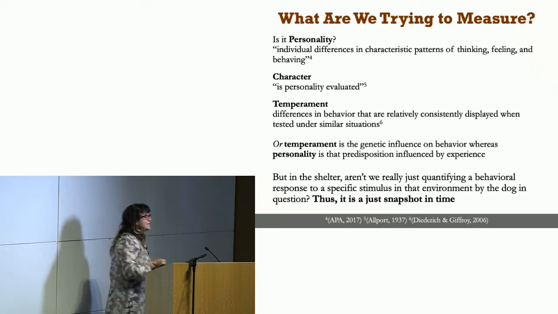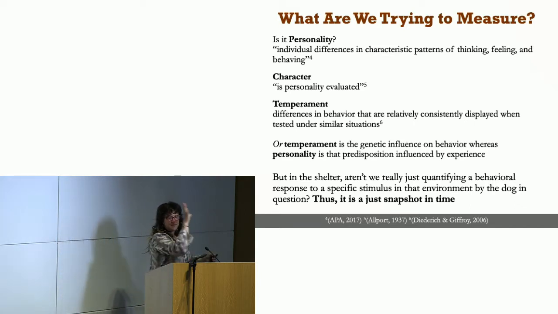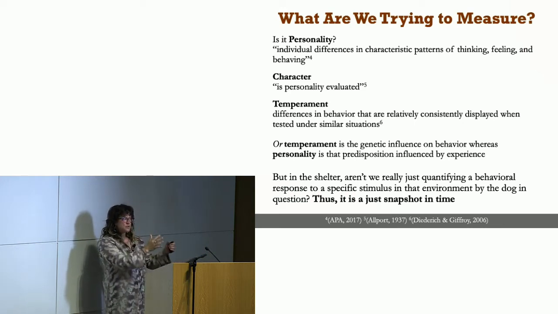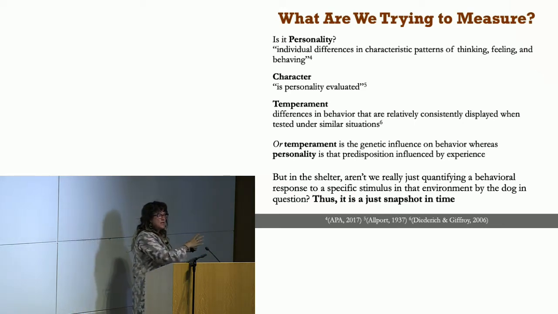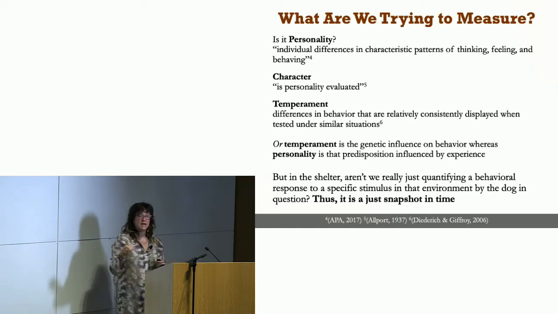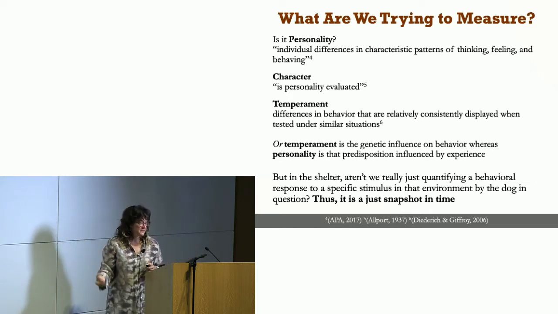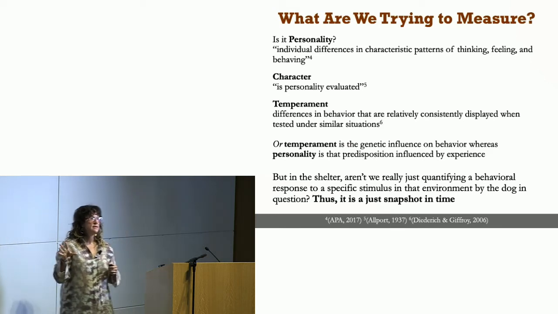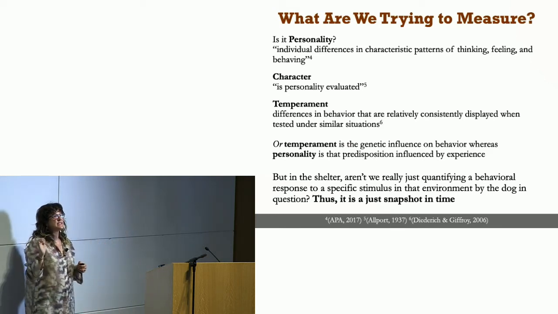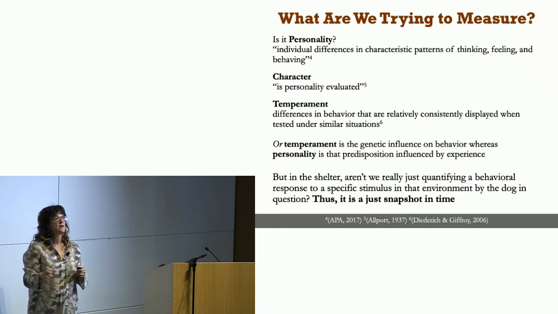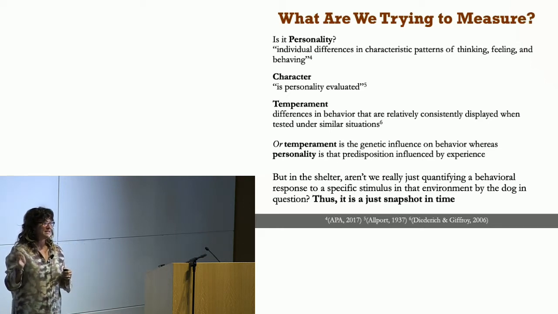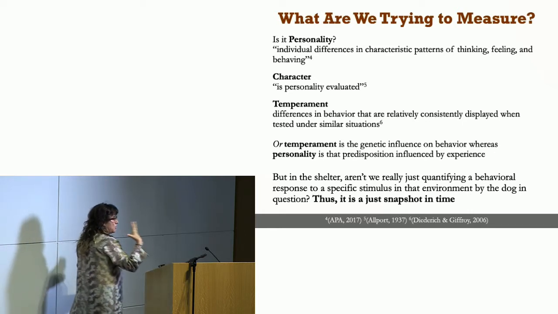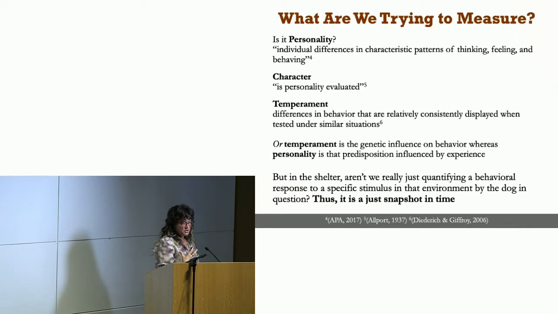Aren't we really just in the shelter? We have these grand plans, these grand schemes of what we hope we're measuring and why we're measuring it. But really, aren't we just quantifying a behavioral response to a specific stimulus in the environment by the dog? That's all we're doing. And really, this is just a snapshot in time of that dog. Can we all agree that maybe that's more of what we're doing, even though we have grand plans about what we want to accomplish, what we think we're doing?